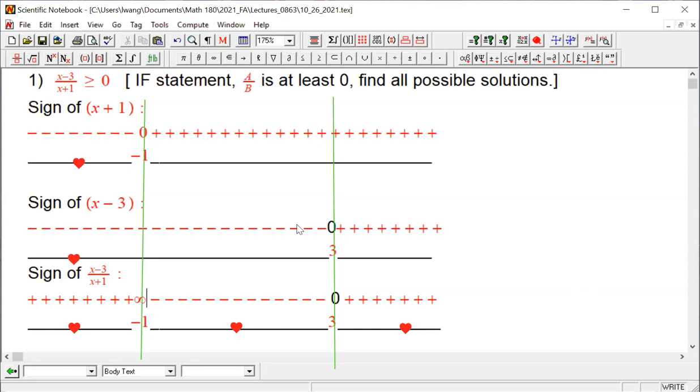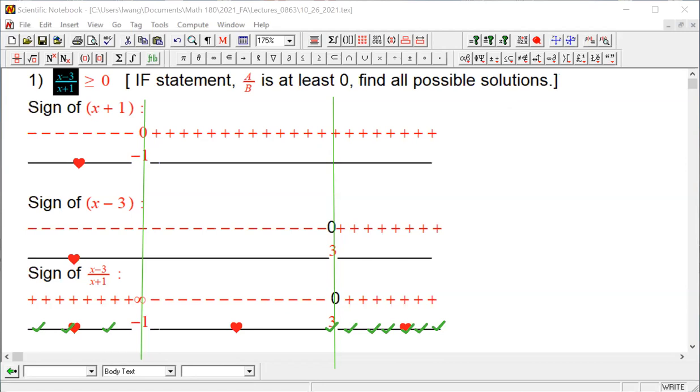So what will be the solution? When will the quotient be positive or 0? You find the solutions here, positive, not including -1. And you also find the solutions here, those inputs that make the quotient positive, and including 3. 3 is included because when x equals 3, the quotient is 0, and 0 is okay, it's part of the if statement.